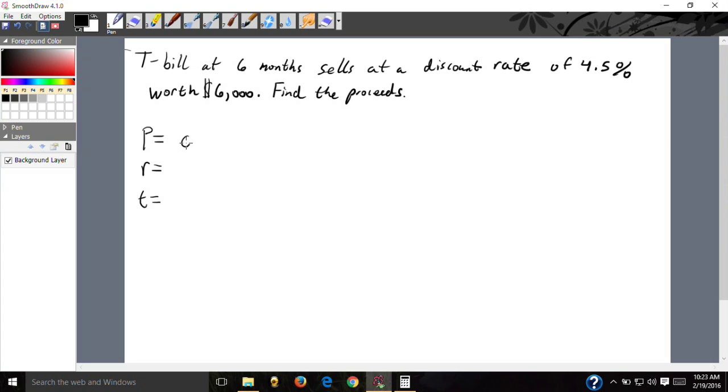I've got $6,000. I have a rate of discount at 4.5%. I need to convert it, 0.045, and a time period of 6 months. Remember, I need to always convert whatever my time period is into years if it is not. So, I need to divide by 12.